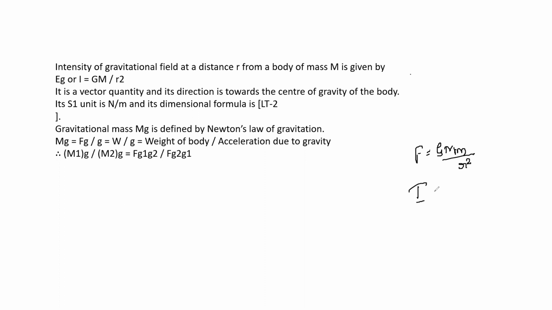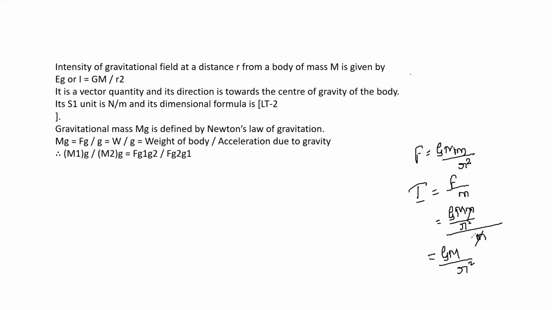So our intensity formula is what? F divided by small m. I can write the value of F here and substitute, that is G M m divided by R square, whole divided by m. So the mass term will get cancelled, and the intensity is equal to G M divided by R square. Here the intensity is taken in terms of distance and gravitational constant. So we have two equations. One is in terms of force and mass, and another is in terms of gravitational constant and distance.